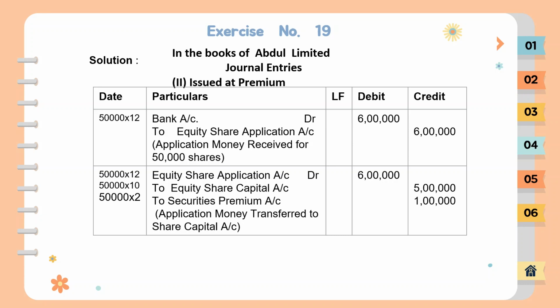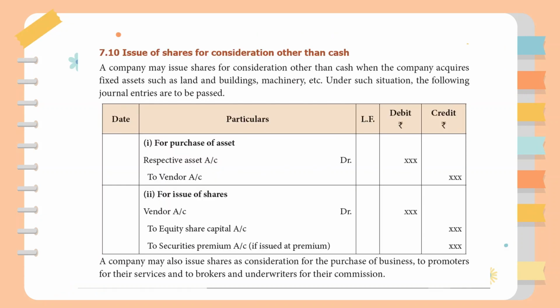So easy to do this. Next is, it is issued for other than cash. Suppose a company is buying an asset. Instead of paying in cash, they are paying in shares. They are giving their shares to the vendor, or sometimes this may happen for the promoters for their services, and for the brokers and underwriters for their commission. Instead of paying them in money, they can give their shares.